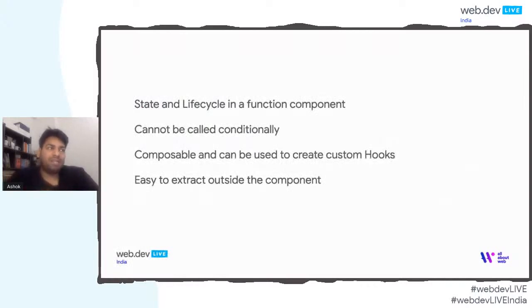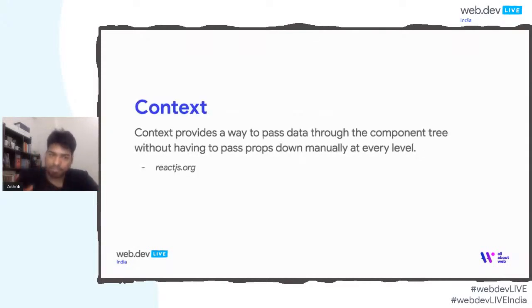So what I've discussed so far is how you can actually create state and lifecycle in a function component, how you can manage state and lifecycle methods inside a function component. And one specific rule for hooks is that they cannot be called conditionally. So you need to make sure that they are independently called, and their values you can use conditionally if you want. And they are composable, so you can create custom hooks and compose them in various ways. They are very easy to extract outside the component, so you can split your logic tree into various custom hooks and stuff like that.